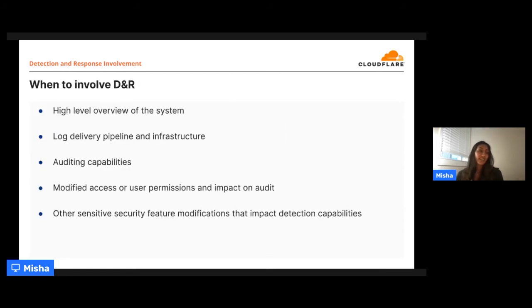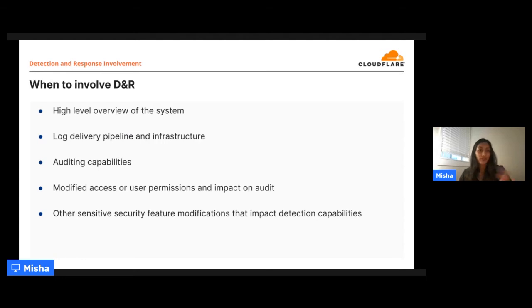So let's say you're at a company now and the security team has different functions and they're ready to think about involving DNR. These are the scenarios that I found to be very useful to involve detection and response teams. Essentially, I would describe the scopes as being focused on security feature changes, infrastructure changes, logging, auditing, and major modifications to user permissions and access. DNR engineers want to know if they can detect these changes and if they're enabled through auditing and logging to be able to detect them.